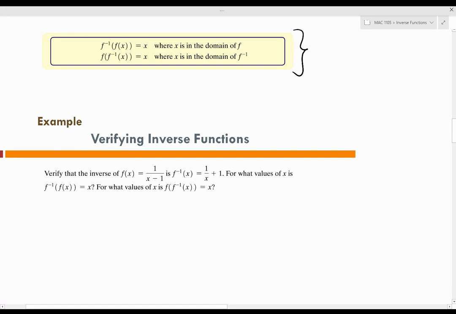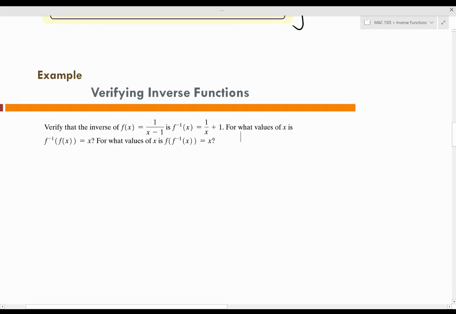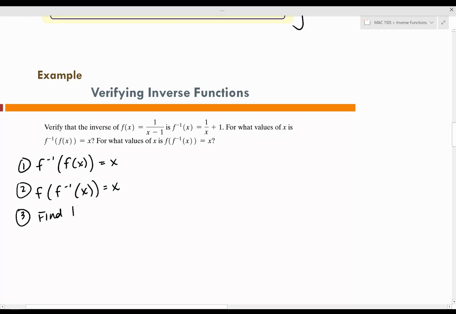So if I lay out a roadmap for us, the first thing we're going to do is find out what the inverse of f of x is, and see if that equals x. The second thing we're going to do is this. And then we're going to find their domains. All right, so let's do number one first.